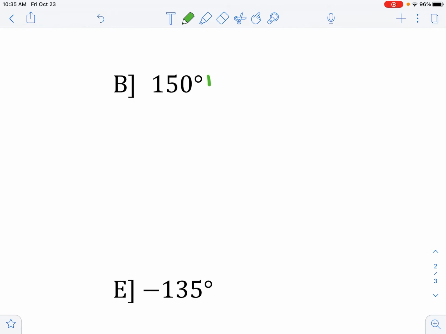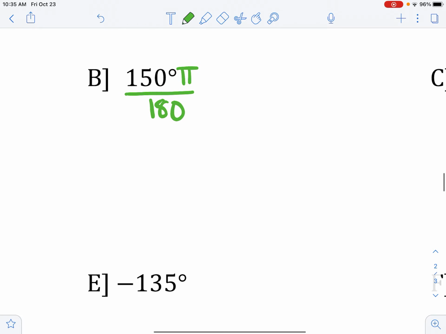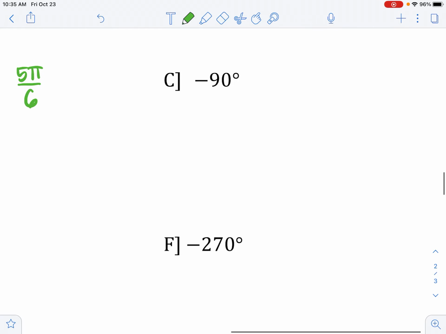Okay, this is in degrees. I want it to be in radians. So I'm going to multiply by pi and divide by 180. I need to simplify this. The easiest way to simplify this is I see that they both end in 0, so 10 goes into both. And then 3 goes into both 15 and 18. So 3 goes in here 5 times. 3 goes into here 6 times. So it's 5 pi over 6. So 150 degrees is equivalent to 5 pi over 6. This is an angle from the unit circle, 150 degrees, and 5 pi over 6 is its equivalent radian.